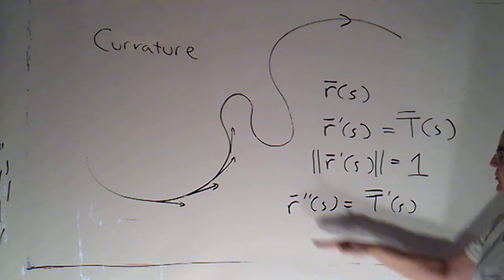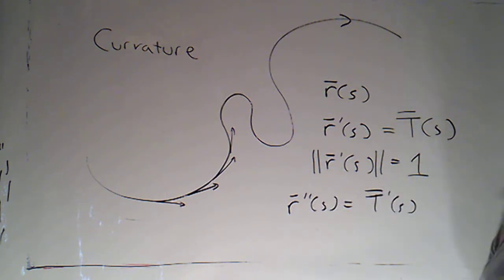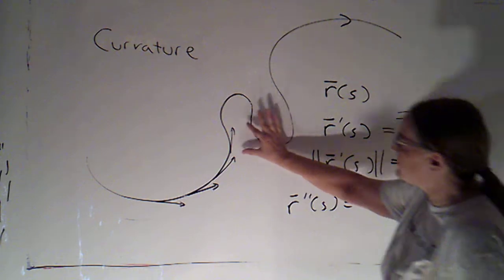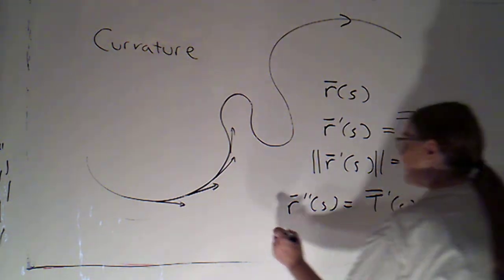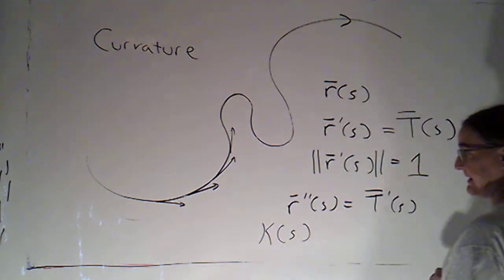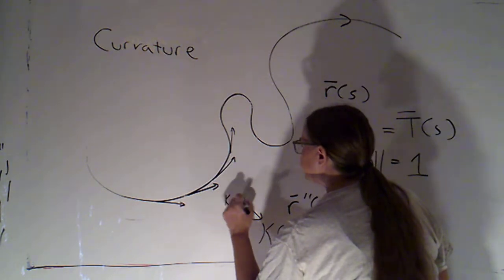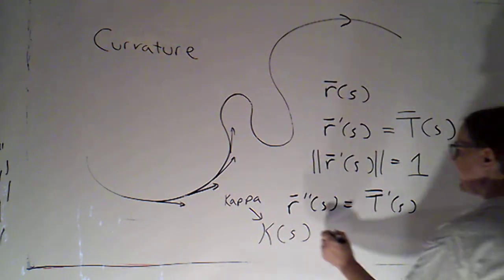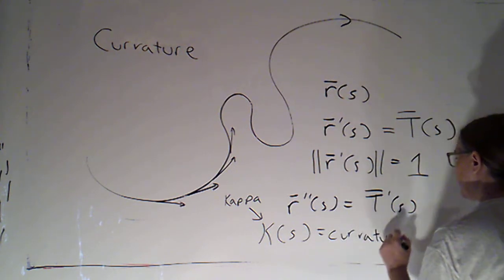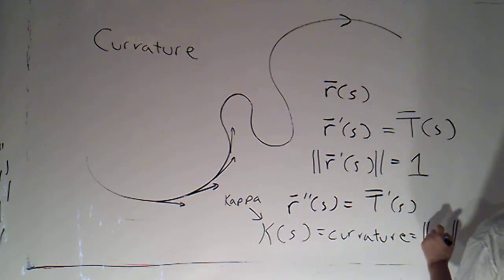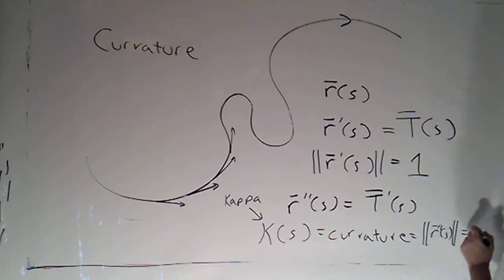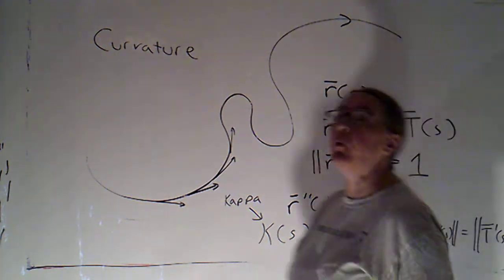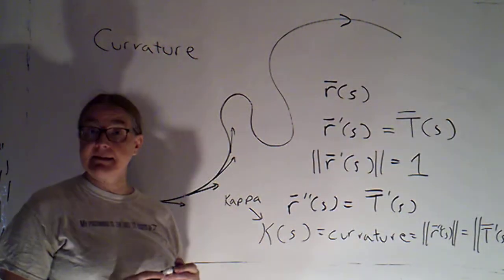So when I measure the rate of change of r prime of s, or equivalently of T of s, it's just a change in direction. Okay. So we're going to define kappa of s, that's a Greek letter kappa, looks kind of like a curvy K. That's going to be our curvature. We're going to define that to be the magnitude of the second derivative of r with respect to s, or equivalently, the magnitude of the derivative of the unit tangent vector with respect to s. Again, those are exactly the same thing.